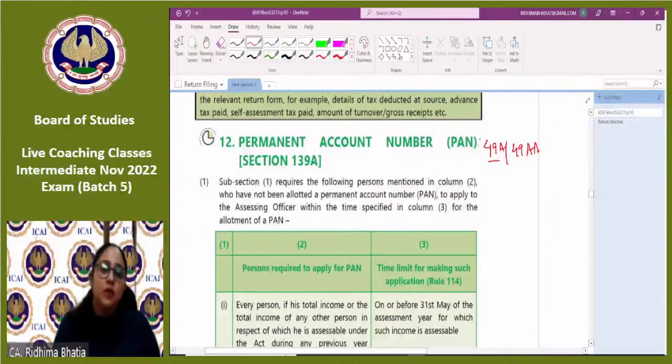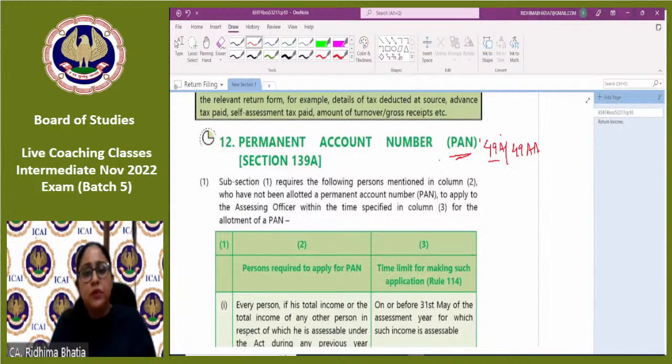So permanent account number is a unique number through which the income tax authorities identify you. There can be 2 Ramesh Khuranas, 3 Ramesh Khuranas, multiple Ramesh Khuranas, in a population of 130 crores, right? So they give a unique number. It's an alphanumeric number. How many of you have PAN numbers?